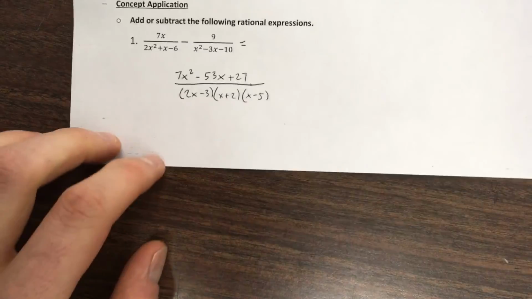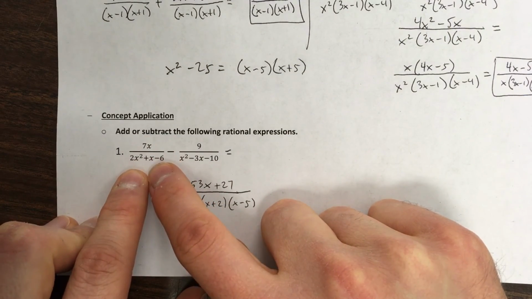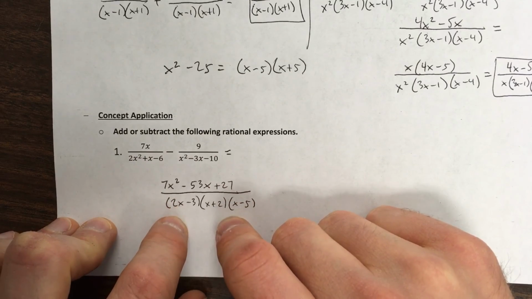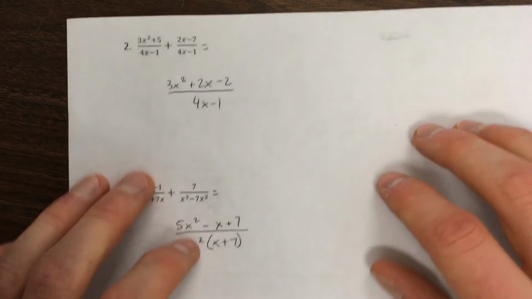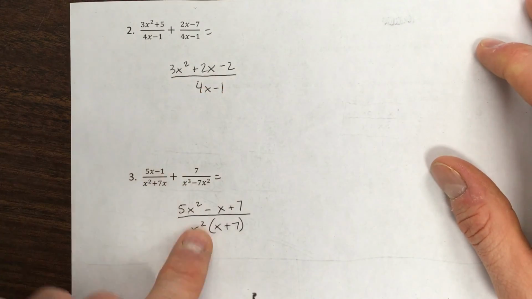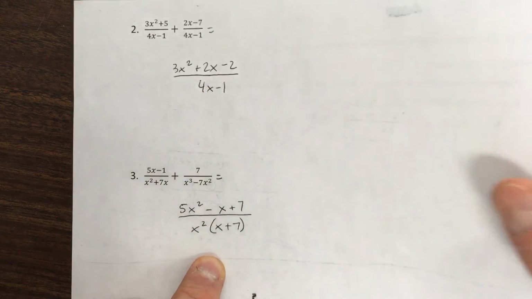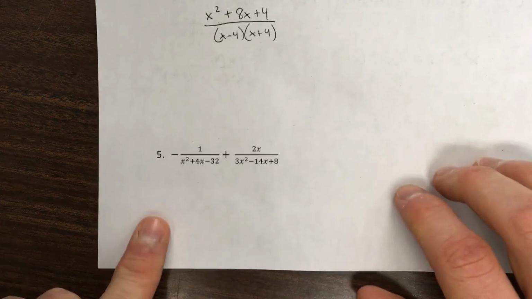So for number 1, add, get a common denominator. You just need to be careful here. You're going to need to use the AC method here, but you should end up with this function. On the back, here, for this one, and here. I'm not going to do 5.